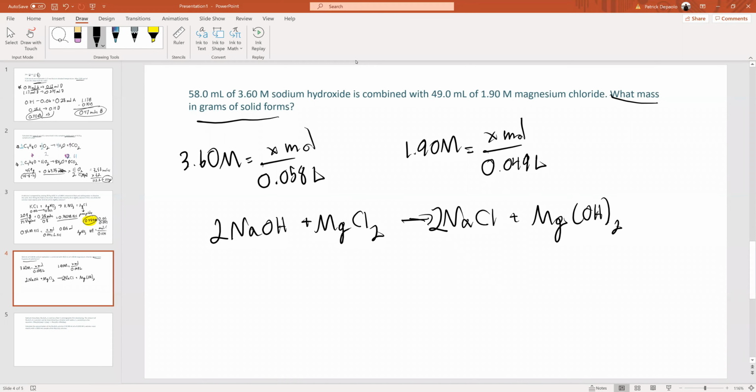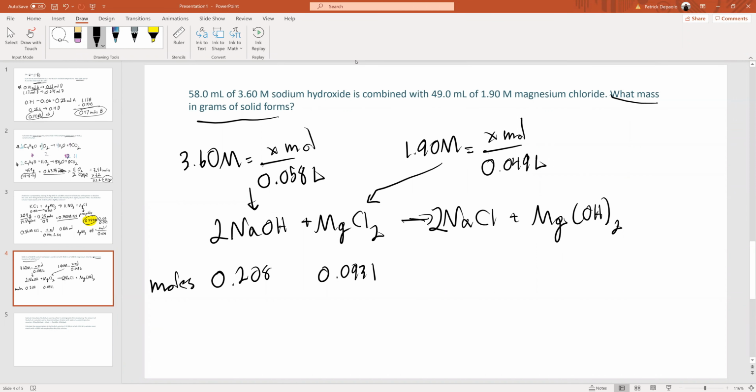And we can take a look at the amount of moles. So let's calculate that for the NaOH, and this is for the magnesium chloride. Okay, so we can do 3.6 times 0.058, and this is going to be 0.2088 moles. I'll write it on the bottom. This is going to be your moles. And then for the magnesium chloride, you have 1.9 times 0.049, and this is going to be 0.0931.